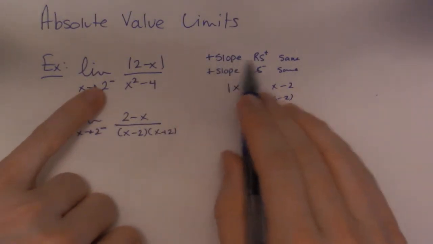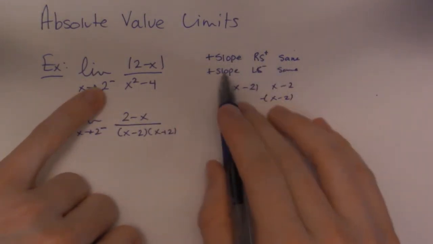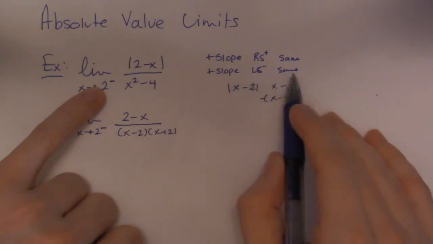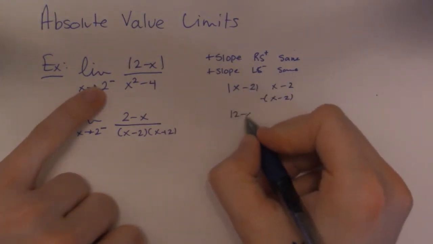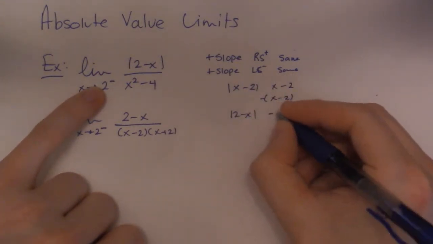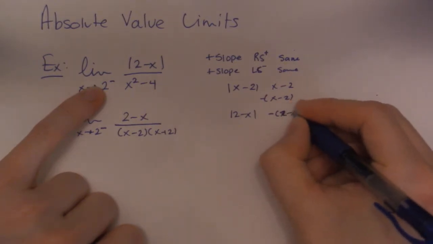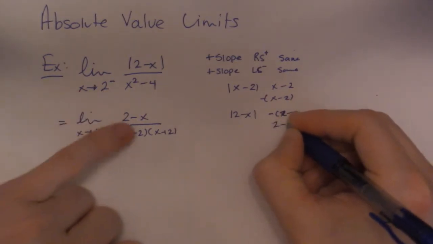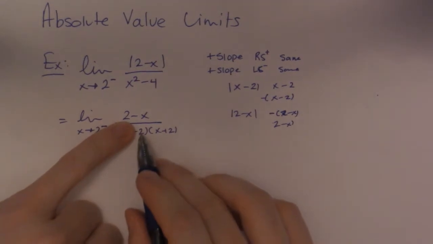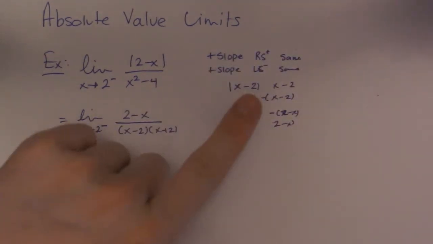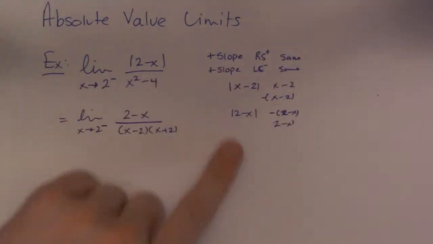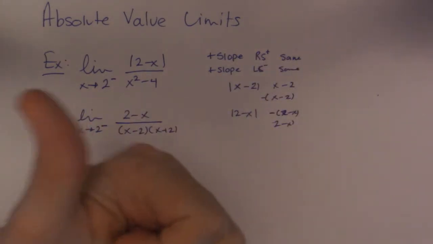So if we have a negative slope, right side, we change it. If we have a negative slope, left side, we change it. So in this case, from the right side, it would look like negative 2 minus x, and then from the left side, it would look like 2 minus x, which is what we have done. Alright, so if you need a better explanation of why this is, the why of it, go back and look at my other videos.